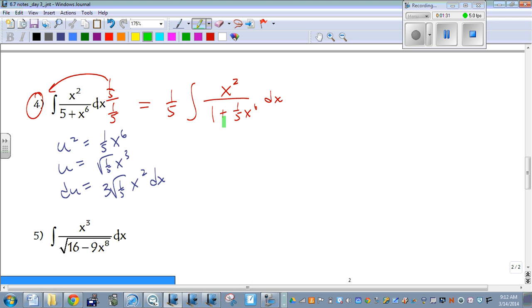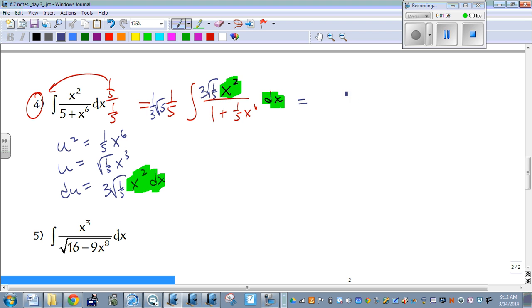So we want to get our du set up. We've got the x squared dx in there already. We're missing the 3 times square root of 1/5. So I'm going to multiply the inside by 3 times square root of 1/5. But to keep things balanced, we have to multiply the outside by the reciprocal. So we're going to have to multiply by 1/3. That's the reciprocal of 3. Reciprocal of square root of 1/5 would just be square root of 5.